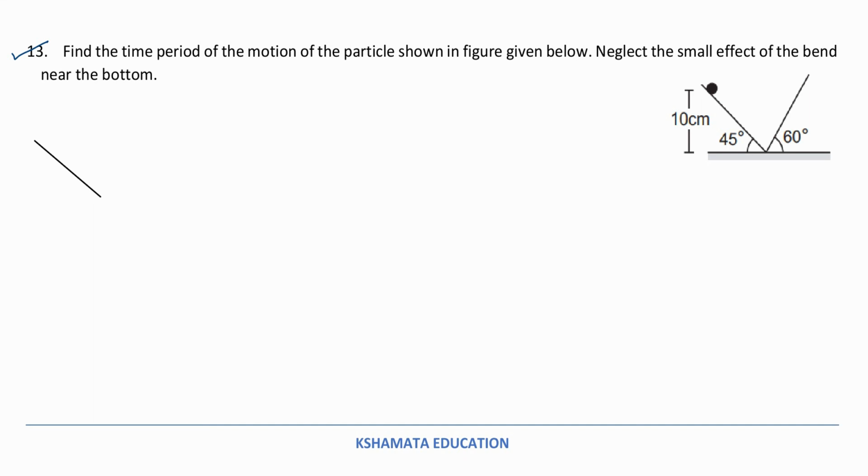So let us deal with the next problem. Find the time period of the motion of the particles shown in the figure given below. Neglect the small effect of the bend near the bottom. Due to the influence of gravity, the particle will move in the downward direction and then it will start climbing on the other inclined plane. So we need to calculate the time period when this particle is executing a motion like this.